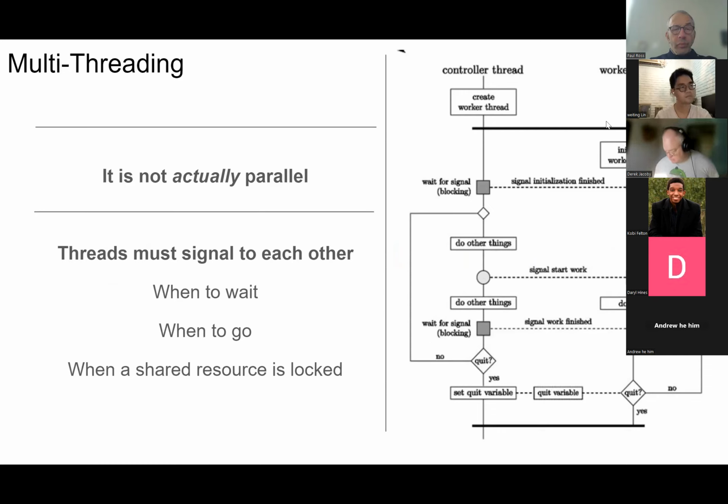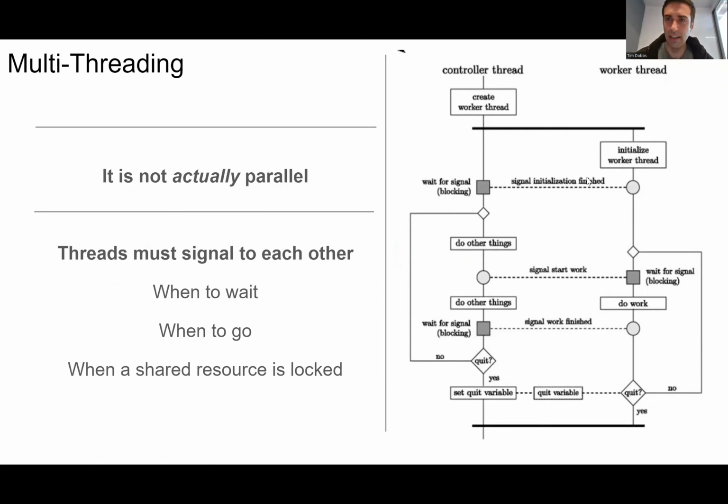Here's a rather complex diagram that mostly you can work through on your own. I find it's fairly intuitive usually, but I need to stare at these things for a minute to get my head around it. Essentially, if you have two threads, my temperature measuring thread and my temperature reporting thread, they have to signal to each other when to wait for the other one to finish. I don't want to report a temperature until the temperature has been measured. And when to go: as soon as the temperature is measured, I should send it off. Also, when a shared resource is locked, such as the actual memory value where I'm storing my temperature.